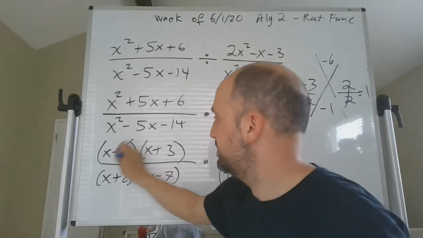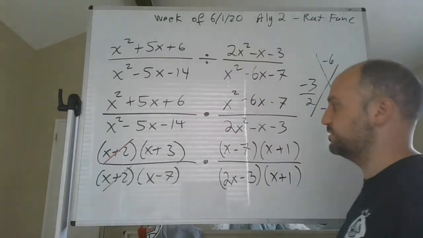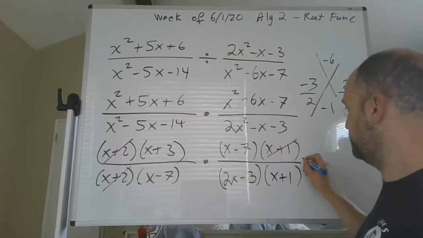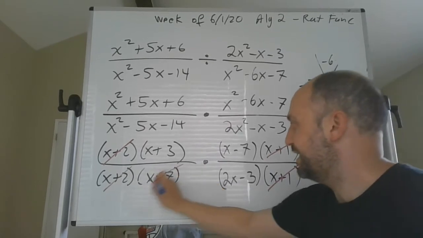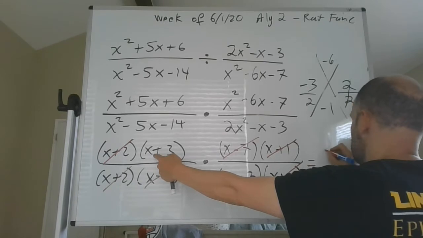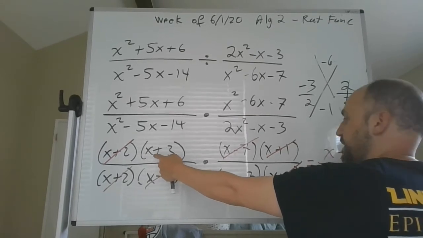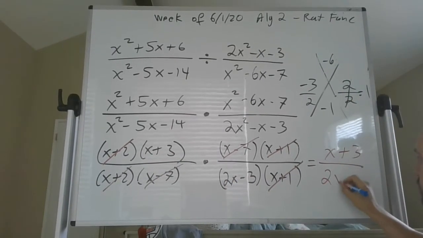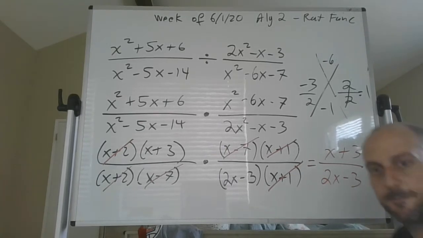Well, obviously, x plus 1, x plus 1. I'm sorry, x plus 2, x plus 2. X plus 1, x plus 1. X minus 7, x minus 7. So our final answer, we're left with on top here just x plus 3. And on the denominator, we're just left with 2x minus 3. And that's it. Can't do anything else. We already did it. Okay?